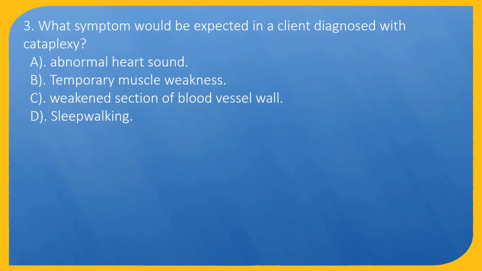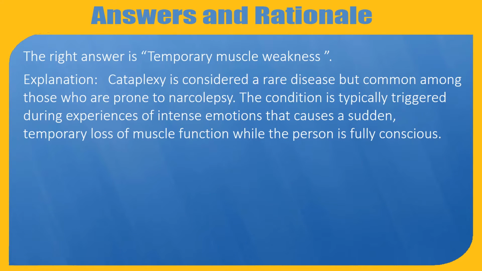Question 3. What symptom would be expected in a client diagnosed with cataplexy? A. Abnormal heart sound. B. Temporary muscle weakness. C. Weakened section of blood vessel wall. D. Sleepwalking. The right answer is temporary muscle weakness. Explanation: cataplexy is considered a rare disease but common among those who are prone to narcolepsy. The condition is typically triggered during experiences of intense emotions that causes a sudden, temporary loss of muscle function while the person is fully conscious.